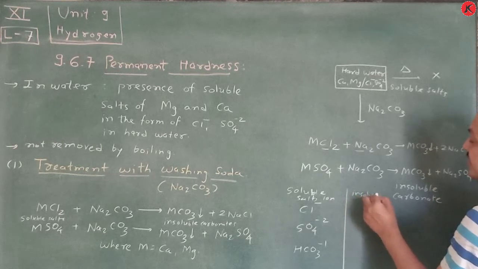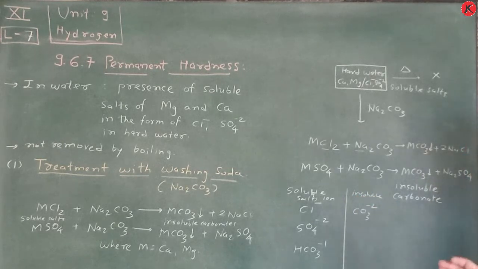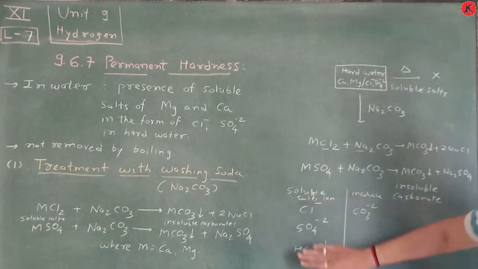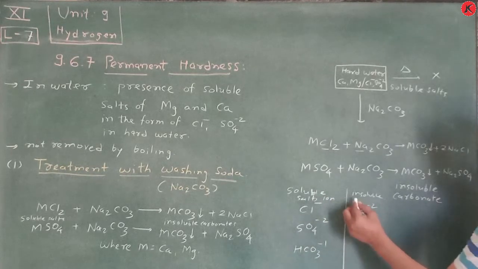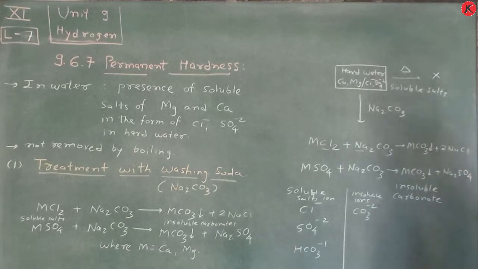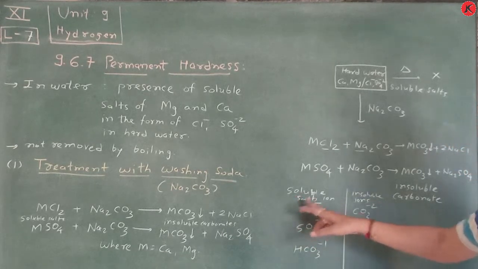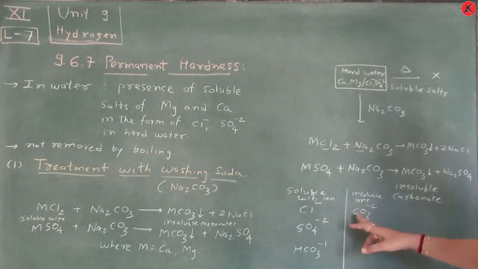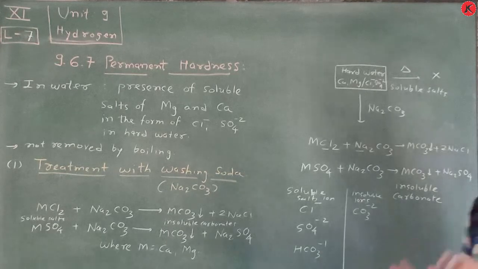Insoluble is CO3 minus 2. Remember this one. The carbonate ion is an insoluble salt. This is a soluble salt ion, and this is an insoluble salt ion. So here Cl minus, SO4 minus 2, and HCO3 minus 1 are soluble, but the insoluble ion is CO3 minus 2. And that's why our target is there.